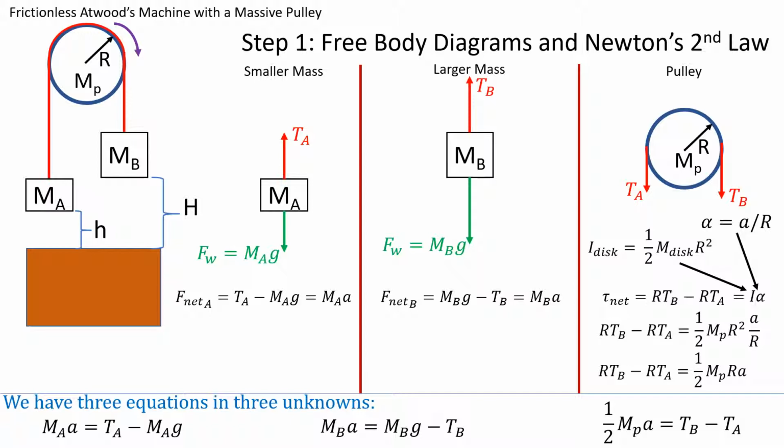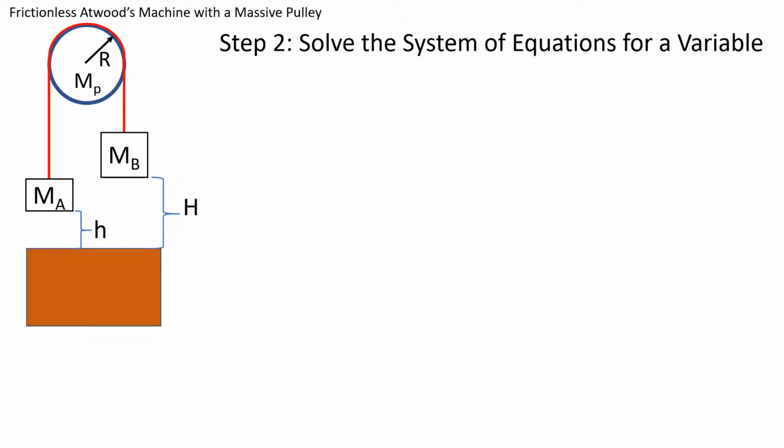For the mass A, we have m_A times the acceleration equals the tension minus the weight. For the mass B, we have m_B times the acceleration equals the weight B minus the tension B. And for the pulley, we have 1/2 m_p a equals T_B minus T_A after canceling an r through that entire equation. So a is our first unknown, T_A is our second unknown, and T_B is our third unknown. So 3 equations and 3 unknowns we know we can solve, and that'll be next.